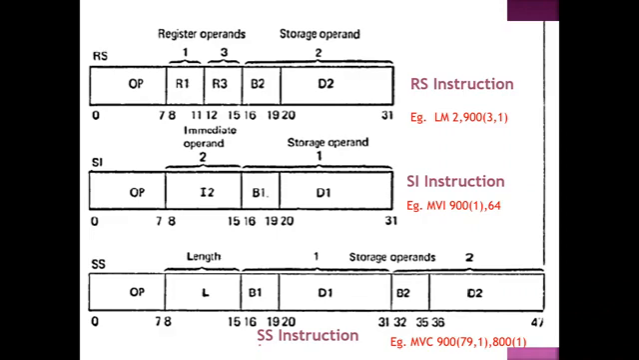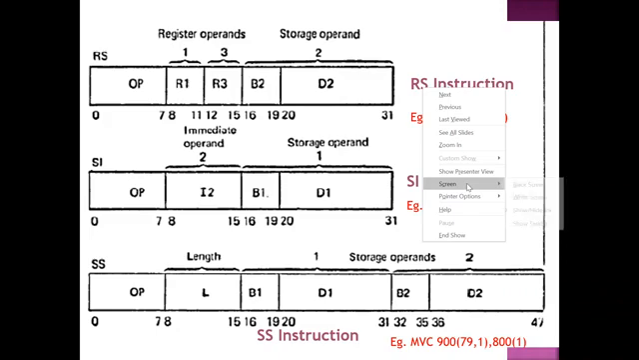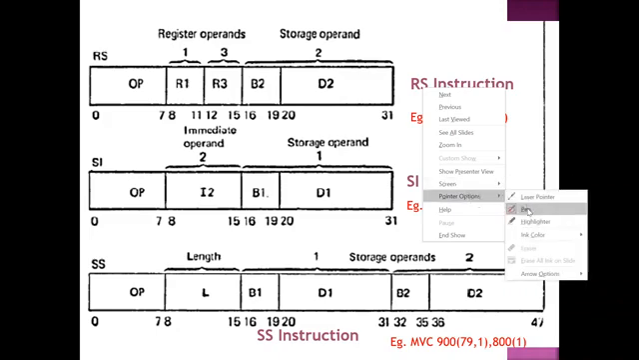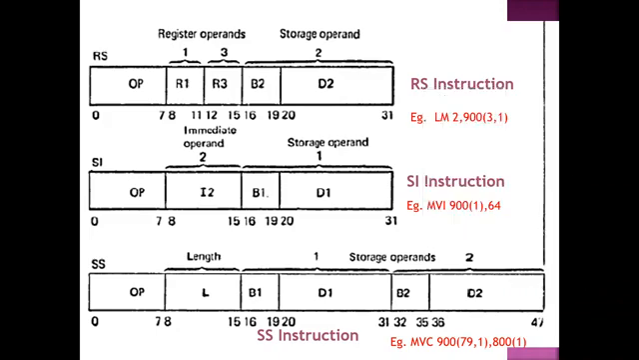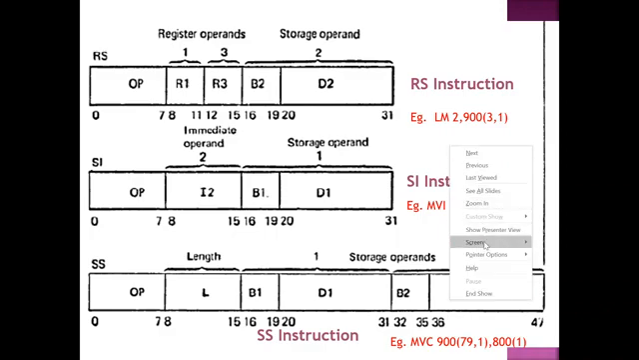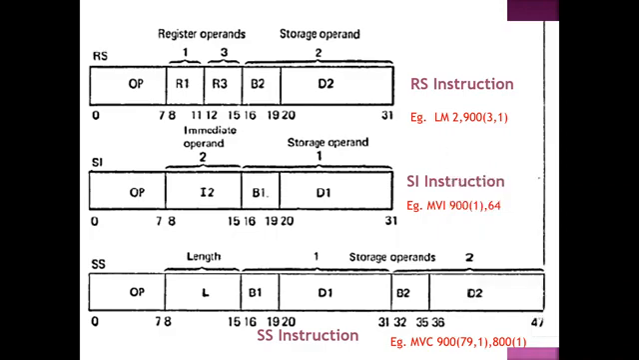You have studied load. LM here means load multiple. This is also load only, but it is load multiple. What is the meaning of it? I will tell you. See, I have an address which is going to point to the address location. What? 900 is the address location. So 1 here is the base register.